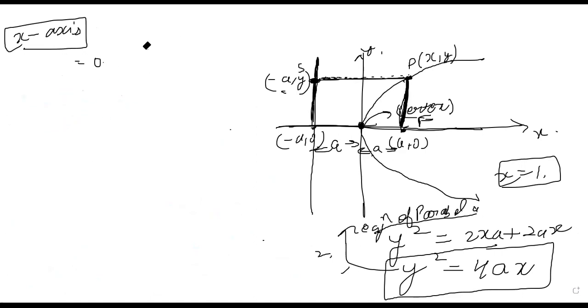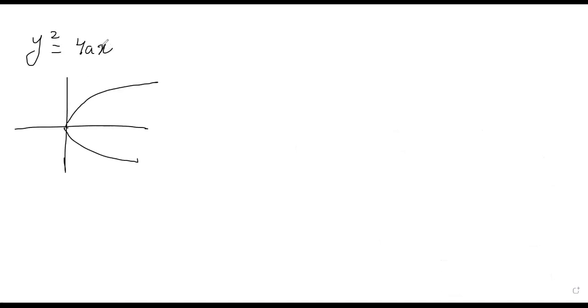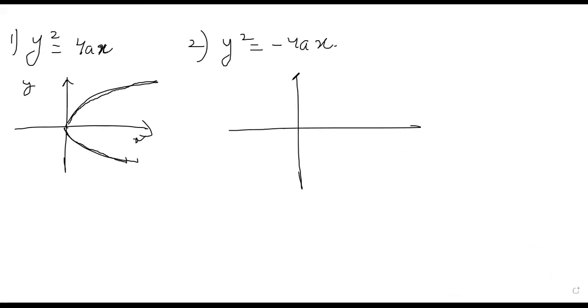Now we will use some other formulas. We have written y square equals 4ax, and we have drawn the figure like this. Here x is positive, so we will create the curve on the positive direction of the x-axis. This is a type of trick, you can say. The next type of parabola is y square equals minus 4ax. This figure will look like this. The vertex will remain the same, 0, 0, the origin. Now can you tell me the focus?